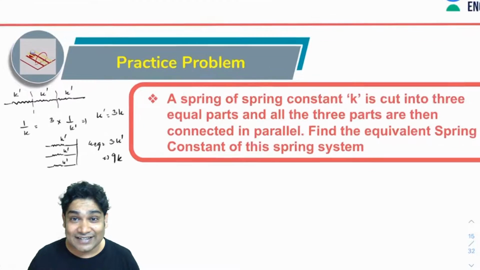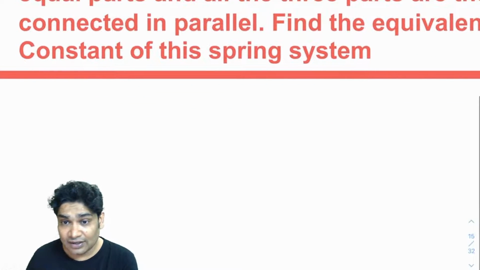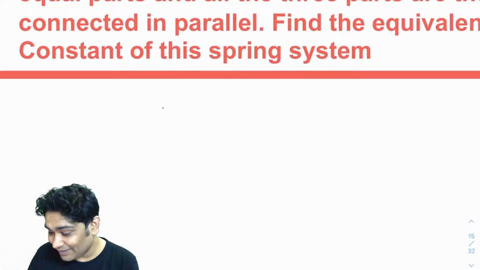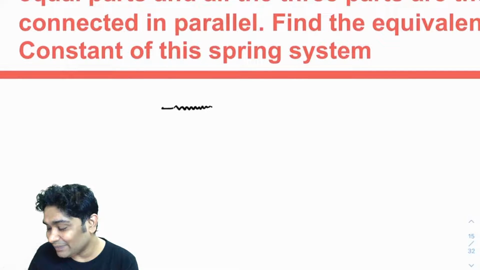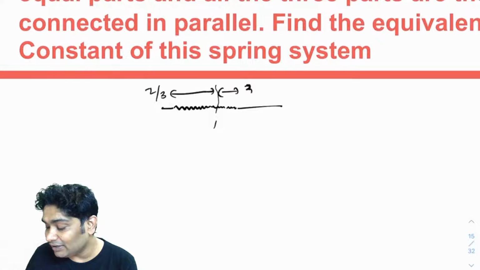All right, now let's discuss something else. What happens if I cut a spring into two parts of one third and two third length? So one third length is here and two third length is here.